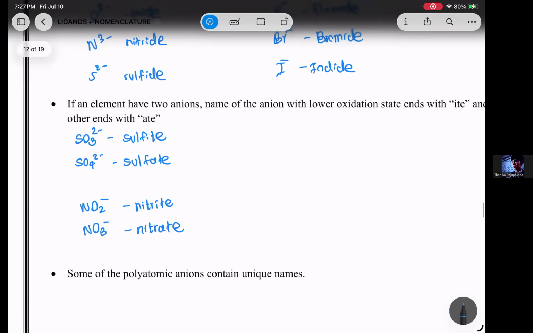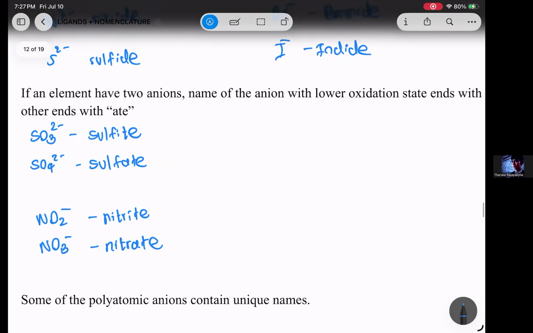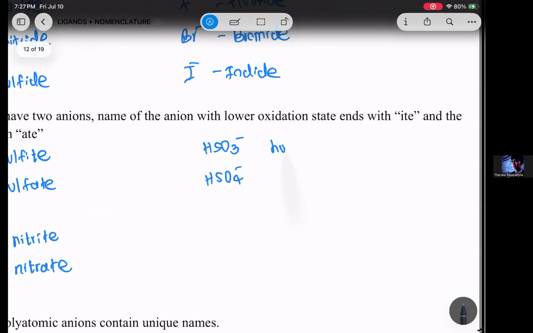What else do we have? That's it, right? Nitrite, nitrate. Yeah, HSO3 minus we can also include here. HSO3 minus, HSO4 minus. This is hydrogen sulfate. Hydrogen sulfate, hydrogen sulfite.